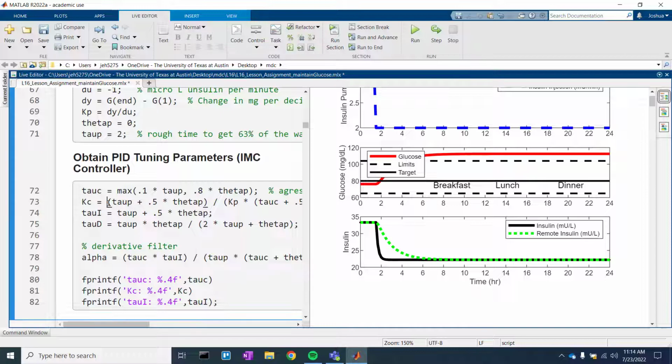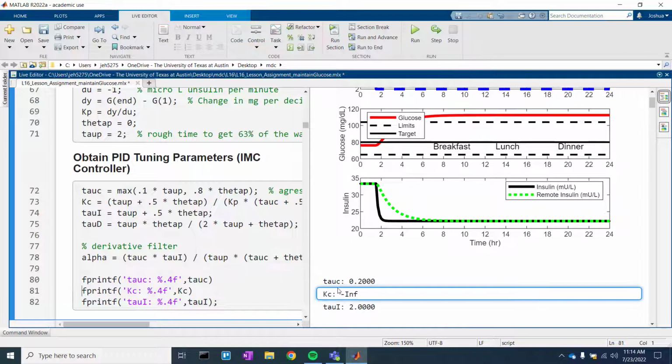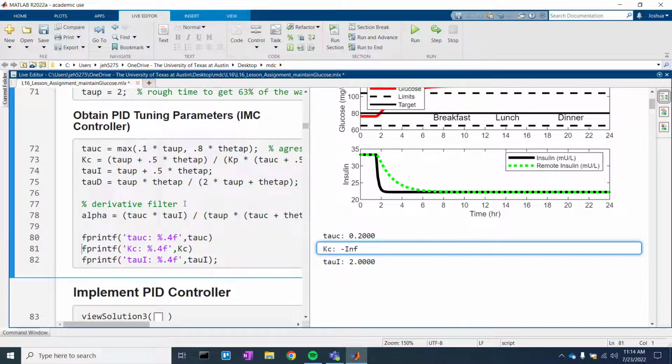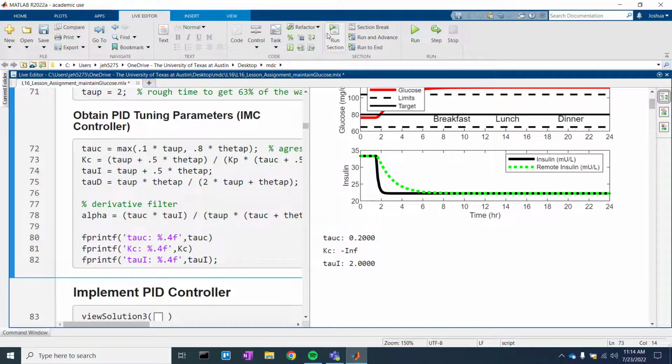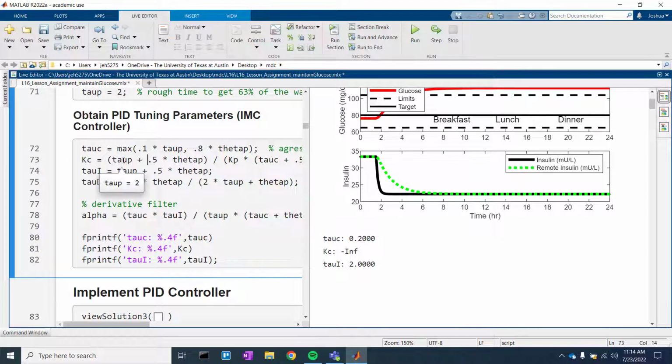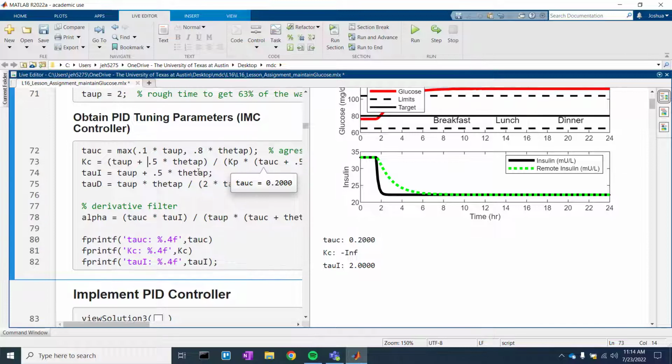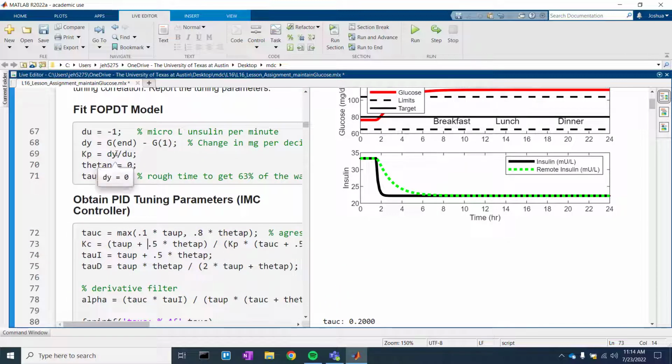So let's look at that. Kc is coming from this right here. Kc is equal to tau p. Let's run this again, make sure we have it. Yep. So tau p, theta p is equal to 0. Kp is equal to 0. That's not right. So why is our Kp equal to 0?